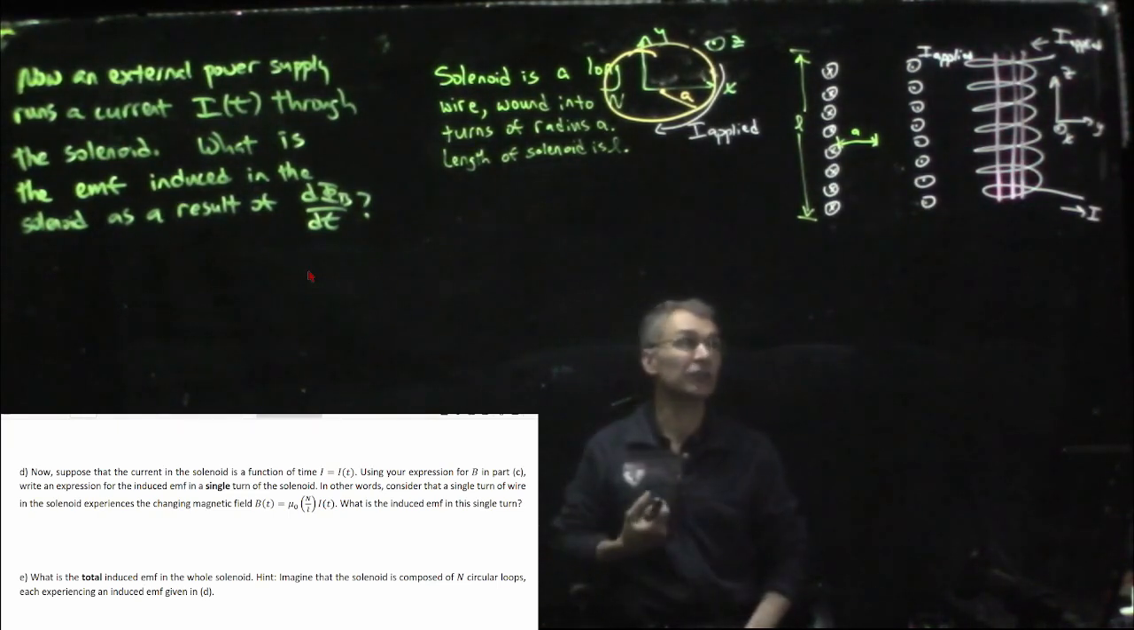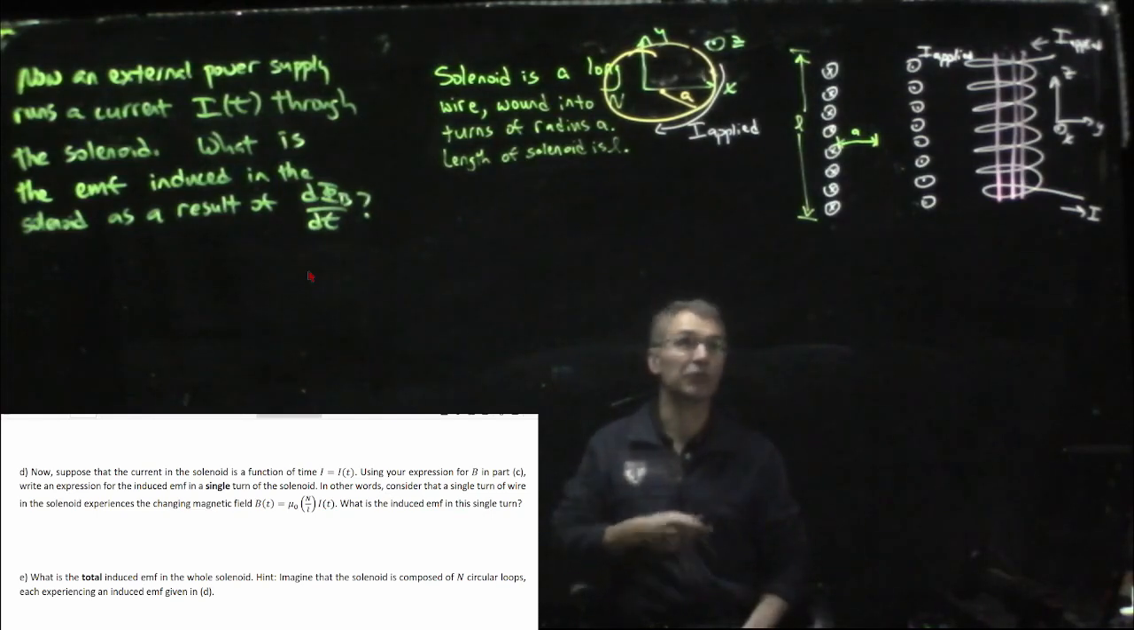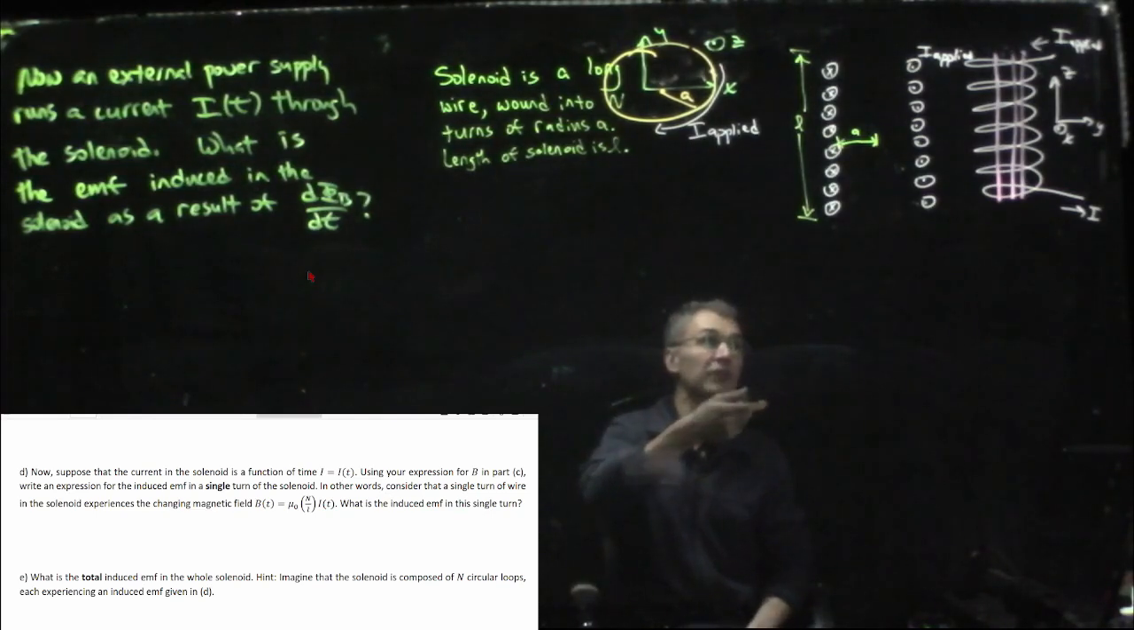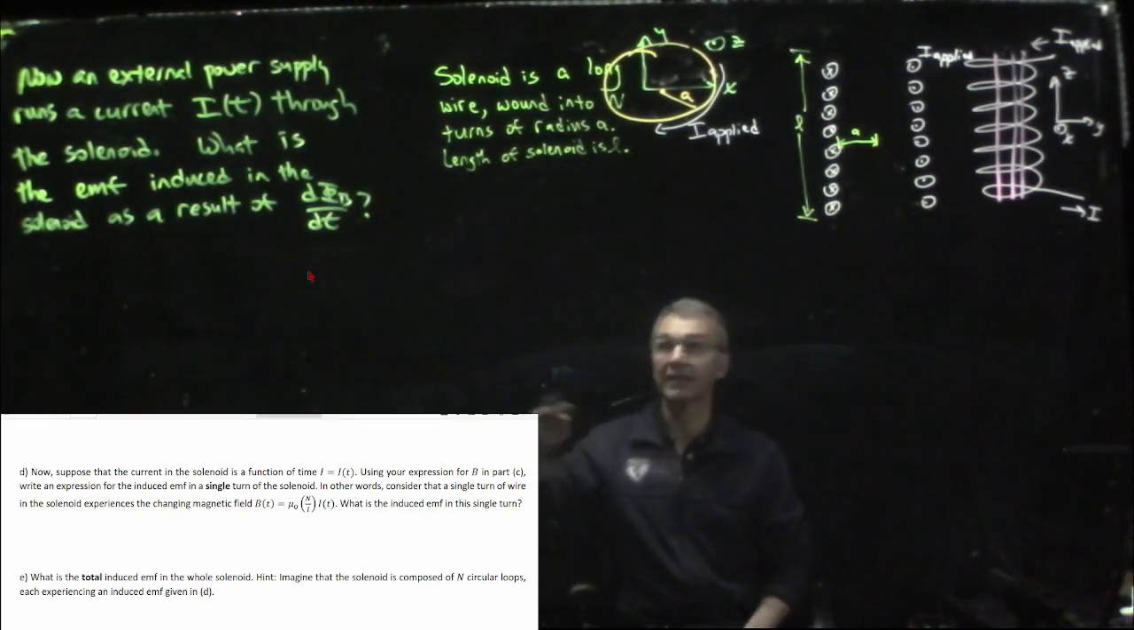So then that induces an EMF in the solenoid itself. So that will be a self-inductance effect. So there is some EMF induced in the solenoid as a result of the magnetic field produced by the solenoid itself when that magnetic field has a time dependence because the current producing the magnetic field is time dependent. So let's work that out.